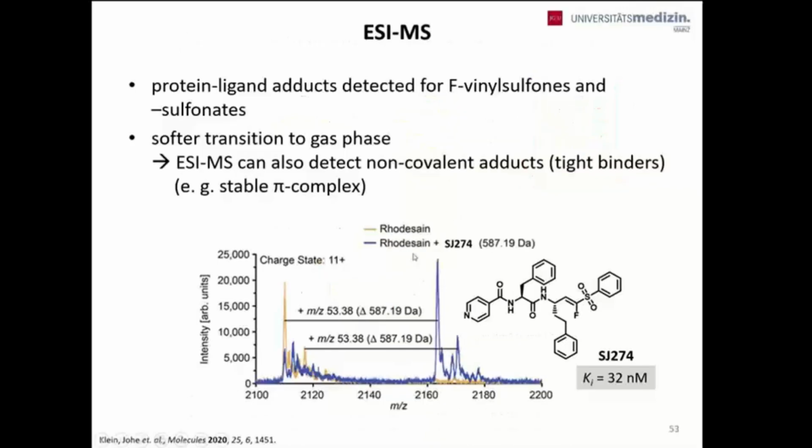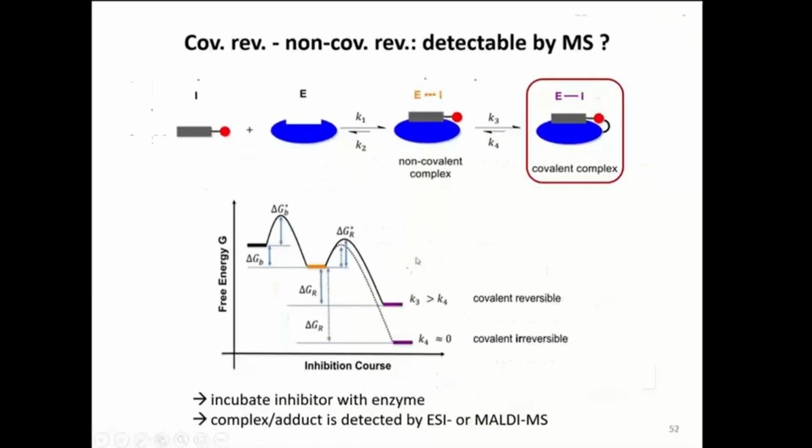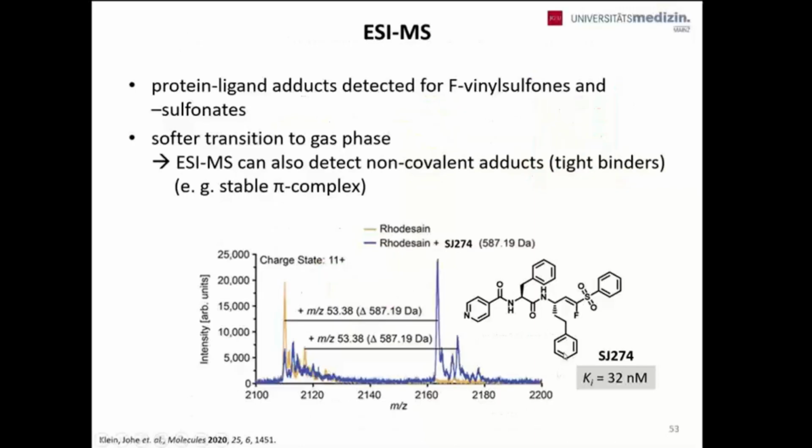So we incubated the inhibitor with the enzyme, washed away everything unspecific, and then afterwards we could detect adducts with ESI or MALDI MS. The first approach was the electrospray ionization mass spectrometry, together with the group of Professor Tanja from the University Medical Center in Mainz. And we were able to detect protein-ligand adducts for our inhibitors with Rhodesain.